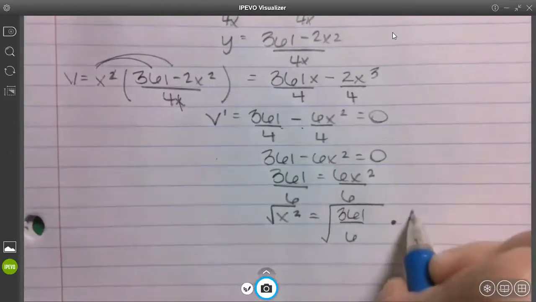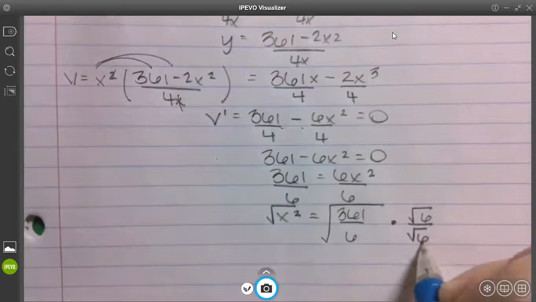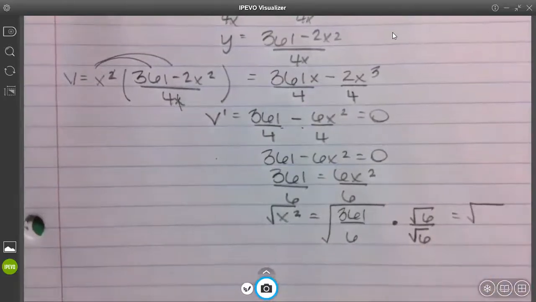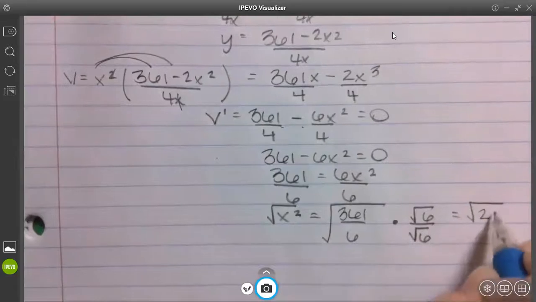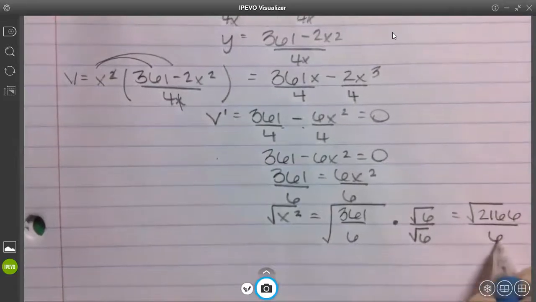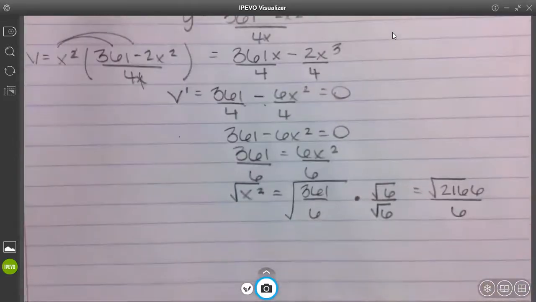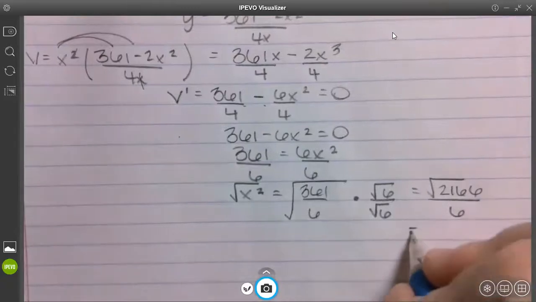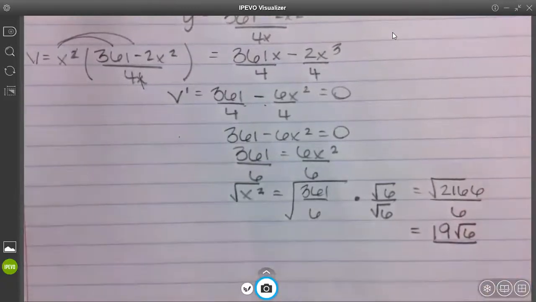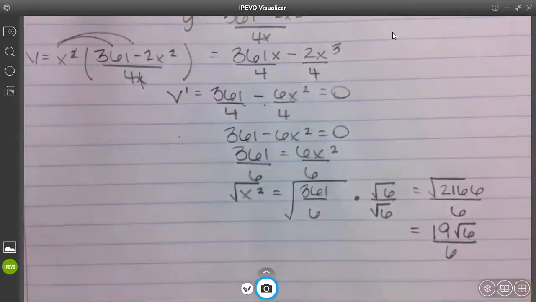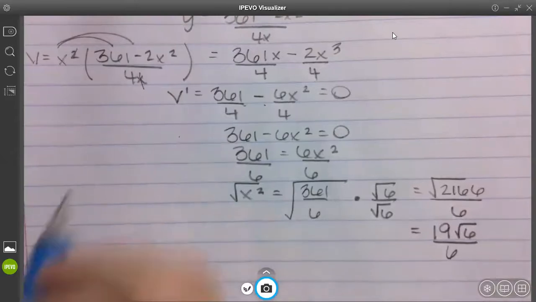You're going to multiply it out because we don't want a square root in the bottom. And you get the square root of 2166 over 6. Reduce it just like I showed you on the last one, or put your decimal in and check it with your answers. You don't necessarily have to reduce it if you don't want to, but I showed you both ways. So we get 19 square root of 6, and remember there's got to be 2 of those.